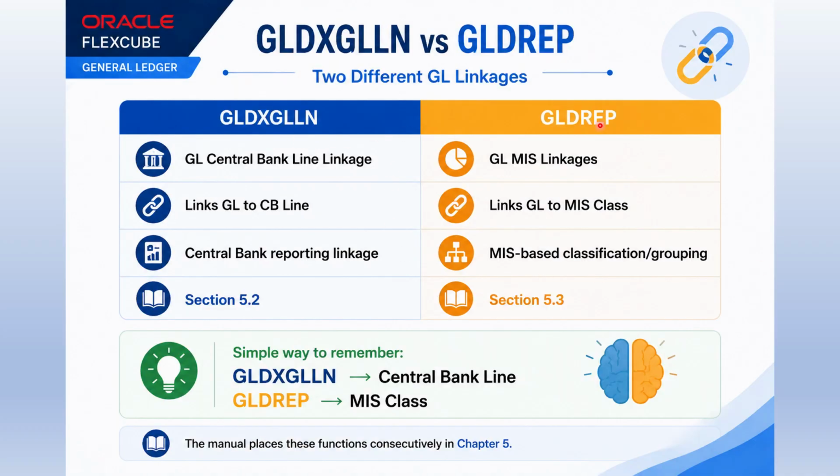GLDXGLLN versus GLDREP. Now let's distinguish the two GL linkages we have covered. GLDXGLLN is the GL Central Bank Line linkage. It links the GL to a central bank line and supports the central bank reporting linkage. GLDREP, on the other hand, is the GL MIS linkage. It links the GL to an MIS class and supports MIS-based classification and grouping. The manual places these functions consecutively in Chapter 5. An easy way to remember them is: GLDXGLLN, Central Bank Line. GLDREP, MIS class.